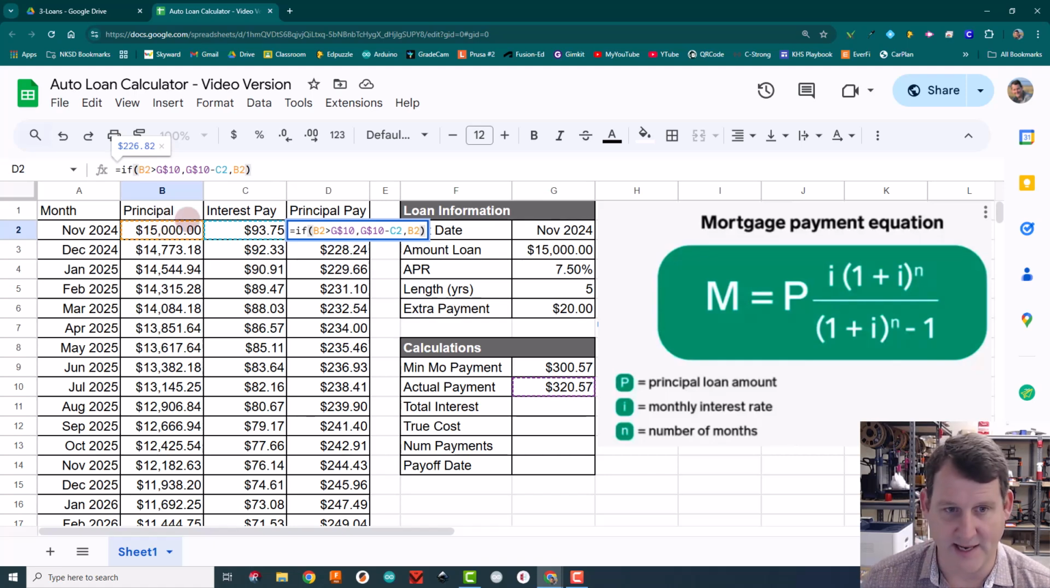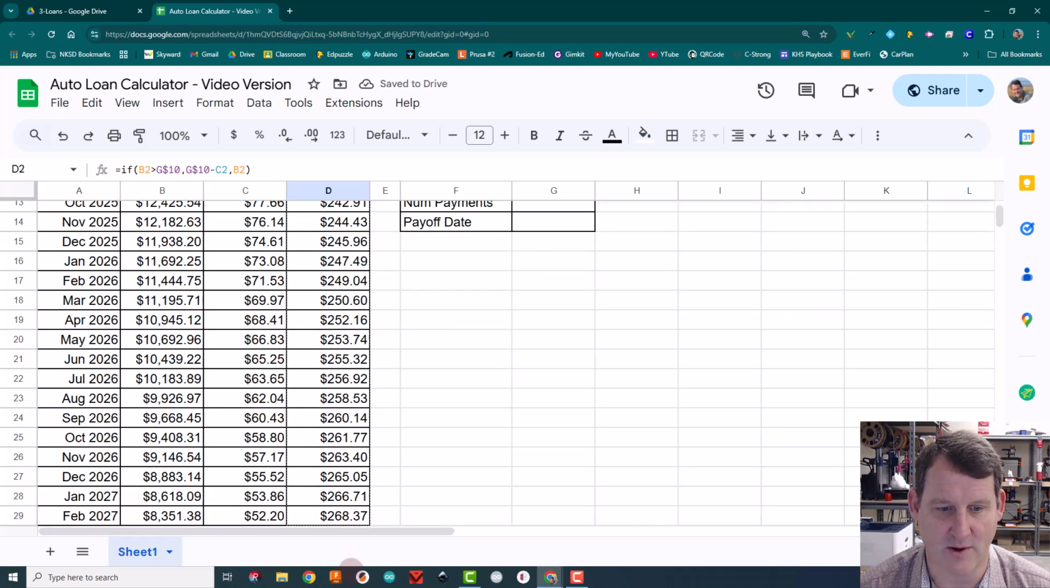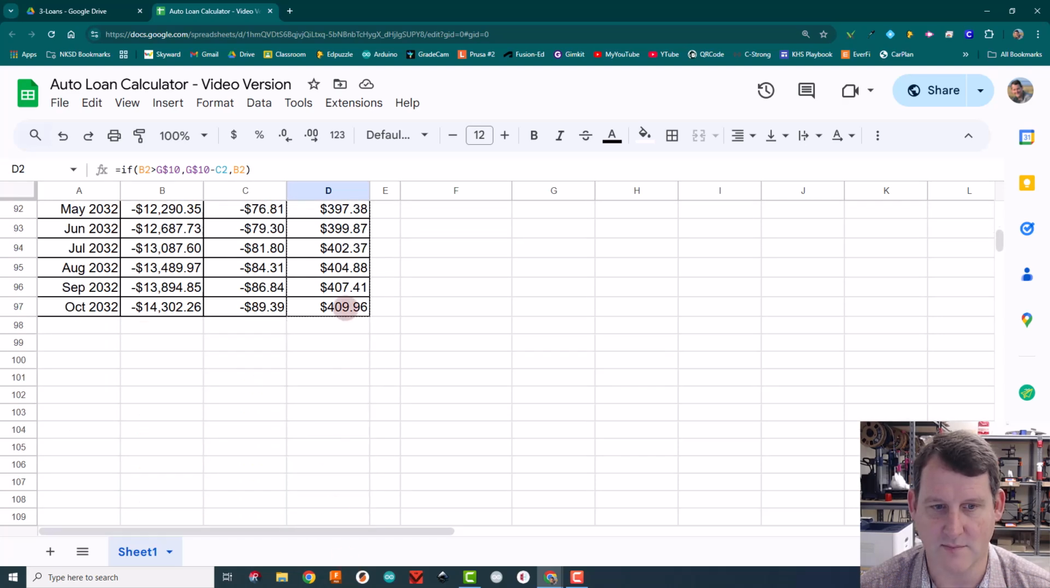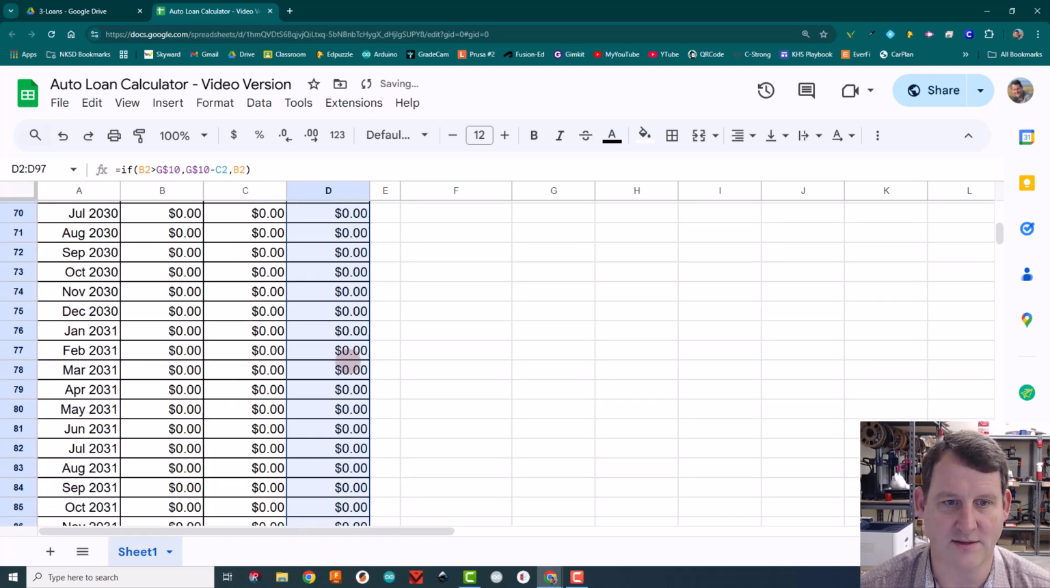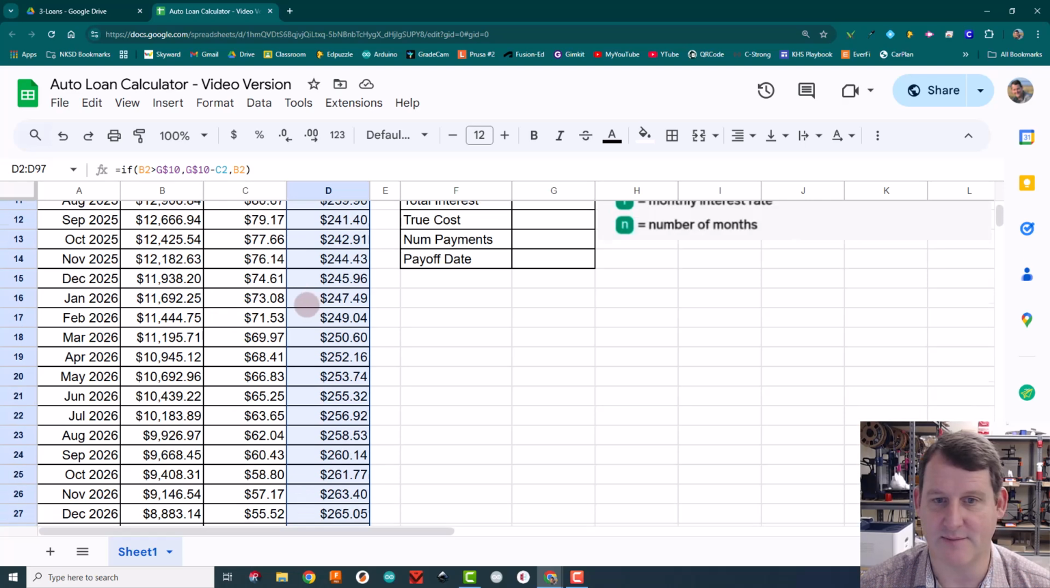And then let's hit enter and see if this works. And we're going to drag this formula all the way down. Awesome. So at this point, you can see when I hit the end of my loan, instead of making that same monthly payment, I'm only paying off the interest portion of that. So now I get down to 0 in that month.